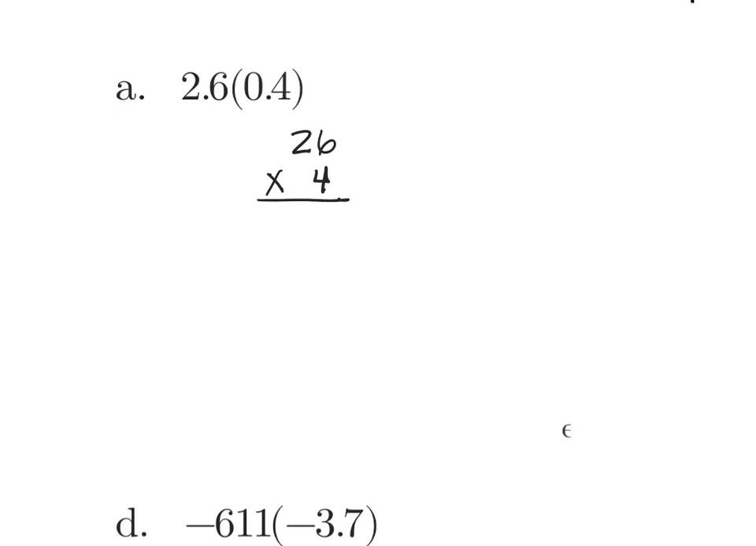So 4 times 6 is 24. We carry our 2. 4 times 2 is 8, plus 2 is 10. So what we have here so far is 104. How many decimal places do I have? I have 1 in my first number, 1 in my second number. That means I need 2. So I'm going to put my decimal point after the 1. Our final answer is 1.04.